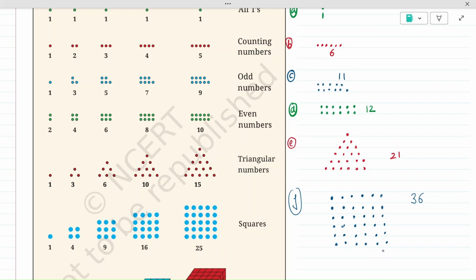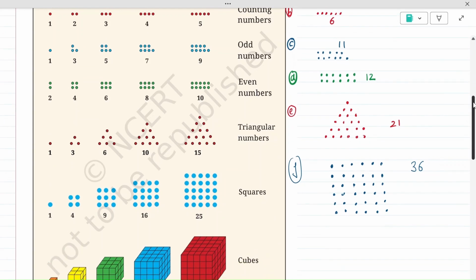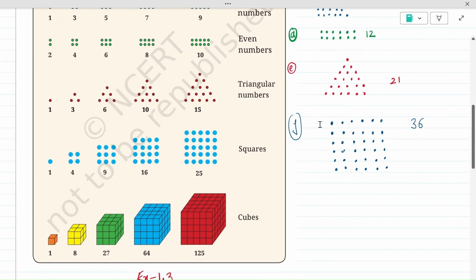square whose every side should be equal. So let us count again. 1, 2, 3, 4, 5, 6. It has 6 dots on this side. 1, 2, 3, 4, 5, 6. 6 here. 1, 2, 3, 4, 5, 6 here as well. And the last one on this side is 1, 2, 3, 4, 5, 6. So since all the sides are equal, it contains an equal number of dots. That means we can represent it easily in the form of a square number.